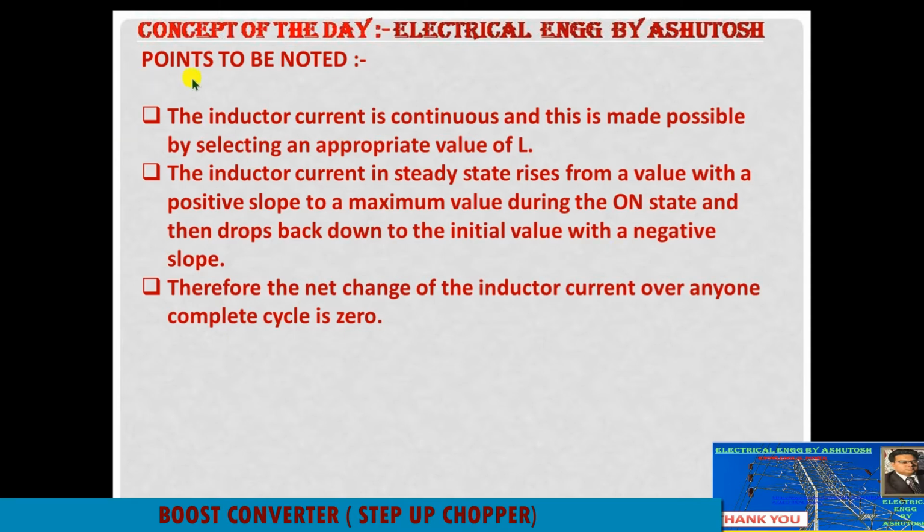Points to be noted: the inductor current is continuous, and this is made possible by selecting an appropriate value of L. You can change the shape of the current. It becomes continuous when you increase the value of inductance. The inductor current in steady state rises from a value with a positive slope to a maximum value during the on state, and then drops back down to the initial value with a negative slope. We will see in the waveform the increase and decrease, the charging and discharging current of the inductor, and therefore the net change of inductor current over any one complete cycle is 0.